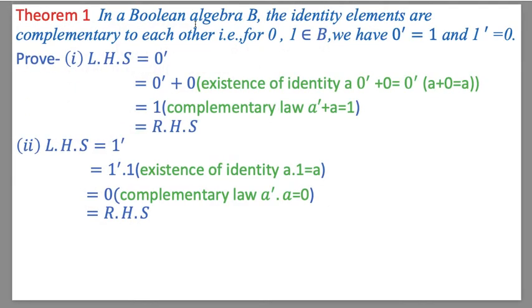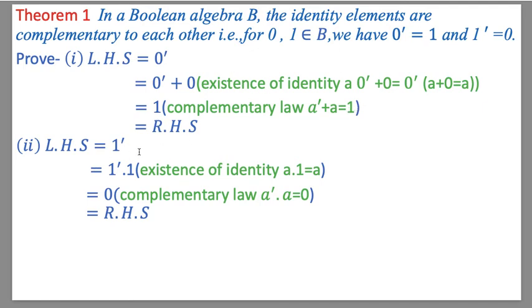One more theorem. In a Boolean algebra B, the identity elements are complementary to each other. Means complement of 0 is 1 and complement of 1 is 0. Here in the left hand side we have 0 dash. 0 dash means complement of 0. So we can write 0 dash as 0 dash plus 0 because of existence of identity, A plus 0 is A. And this can be written as 1, because 0 dash plus 0 is 1 by complementary law, A dash plus A is equal to 1, and this is the right hand side.